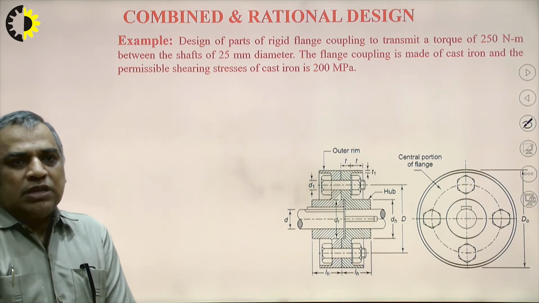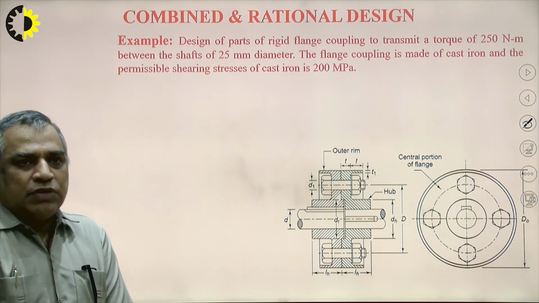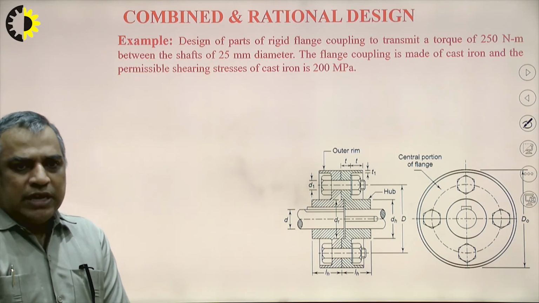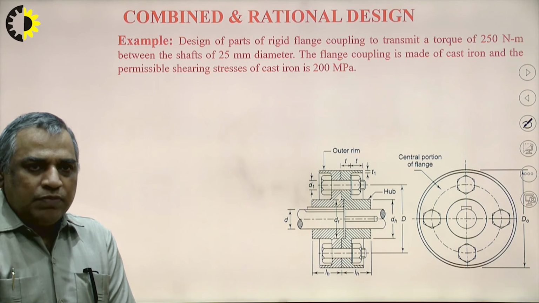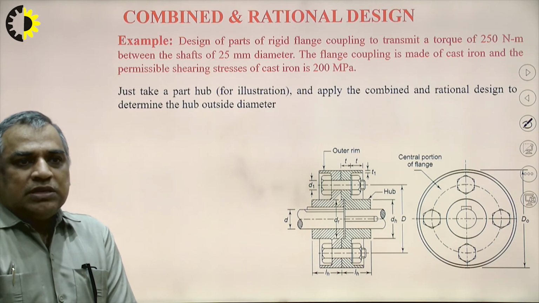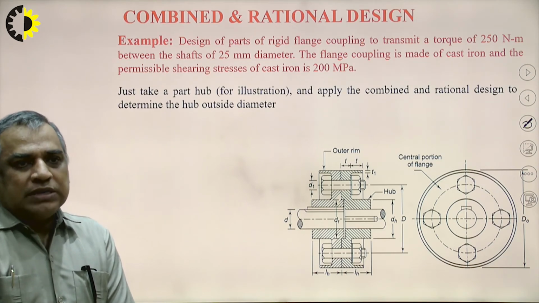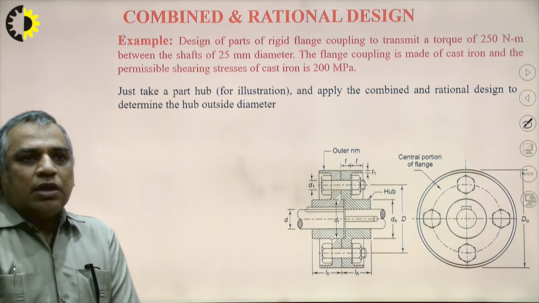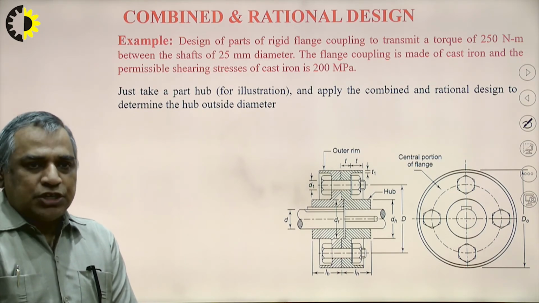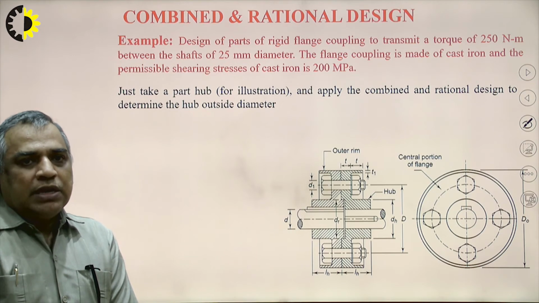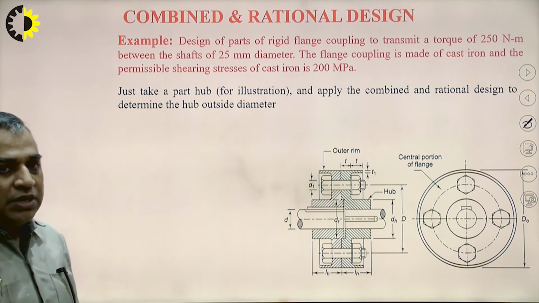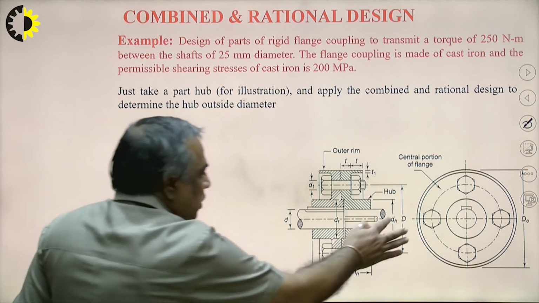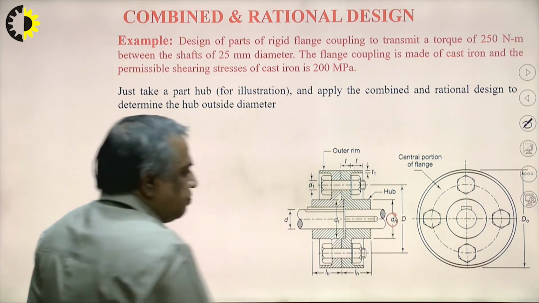So if you solve it, you can see this is the protective type flange coupling. There is nothing mentioned in the problem whether this is protective or unprotected type, so we can take any. I have taken this as a protective type flange coupling. Just take a simple part, that is hub, to understand what is combined and rational design, and apply the combined and rational design to determine the hub outside diameter. Hub outside diameter is DH. We have to find out this DH.